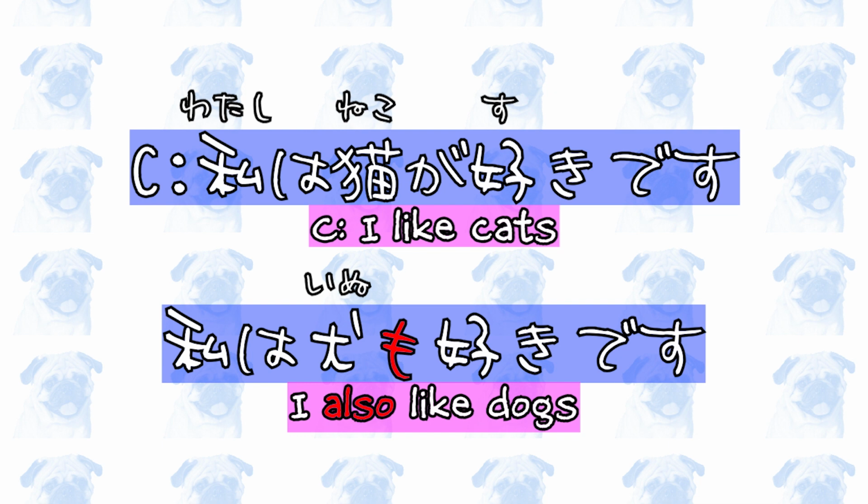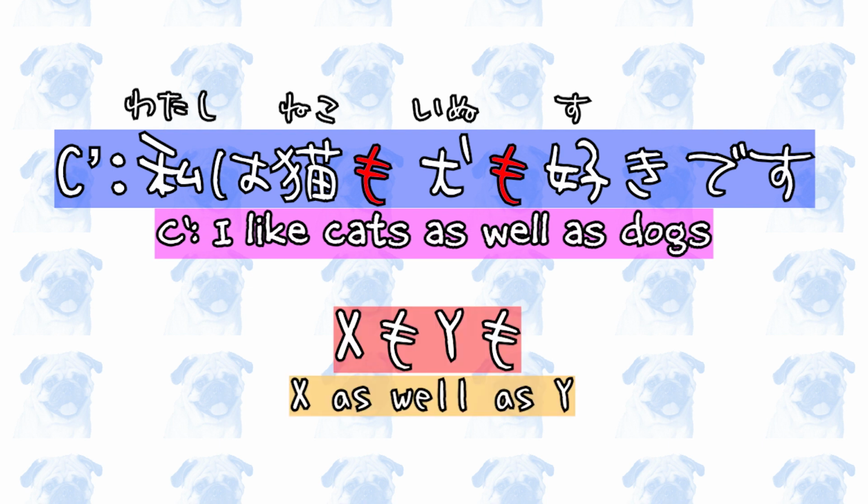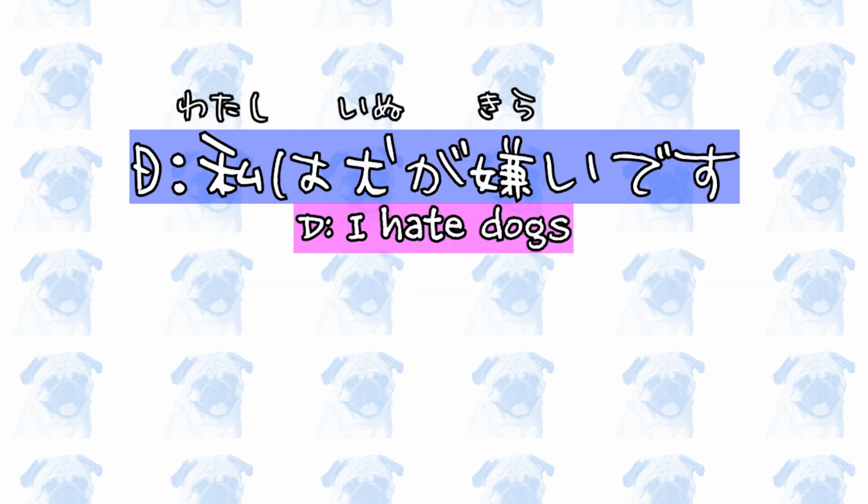These two sentences can be combined into a single sentence using the formula X も Y も, X as well as Y. C-私は猫も犬も好きです。I like cats as well as dogs. The particle も can be used in negative sentences.